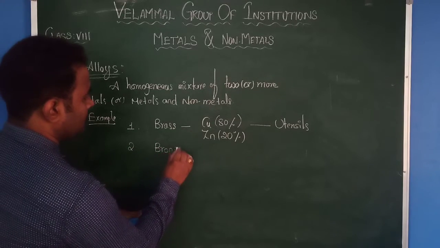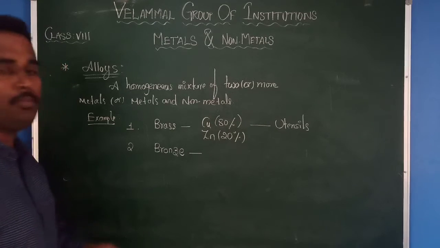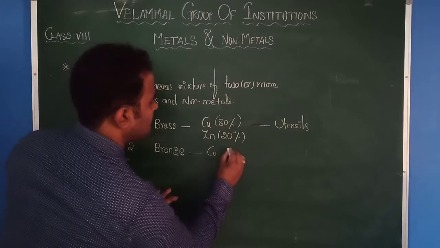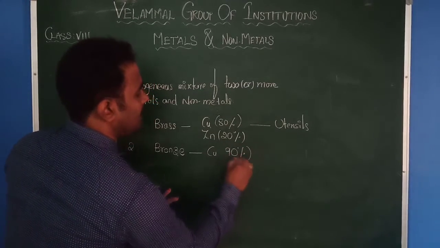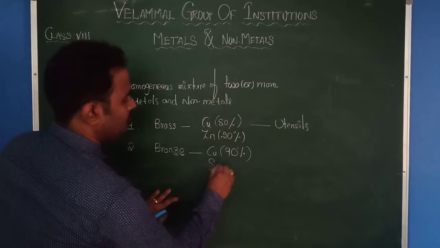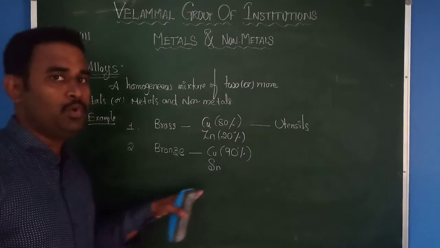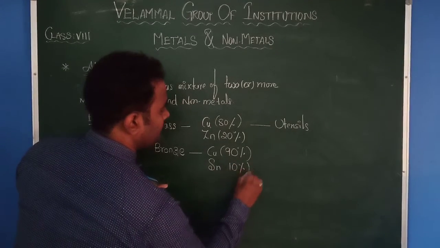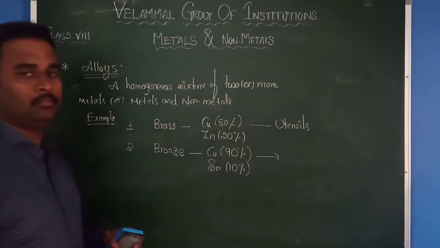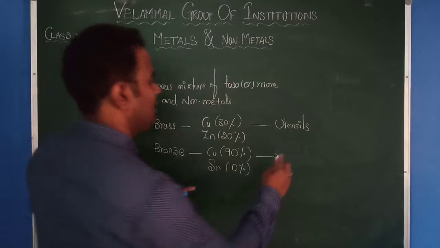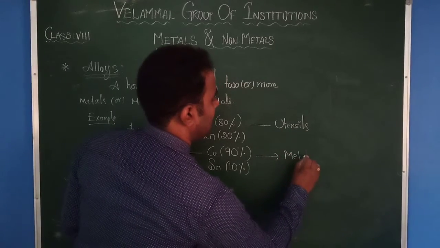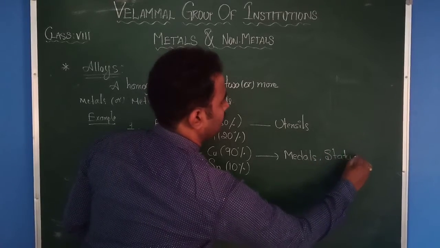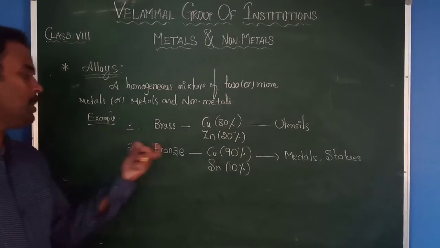Bronze. Bronze is a mixture of copper, approximately 90%, and the next one is tin. Tin is the general name, stannum in original. Its IUPAC name is stannum. It's nearly 10%. You know very well, we wear medals, no? Medals, statues, different types of purposes we use this bronze.